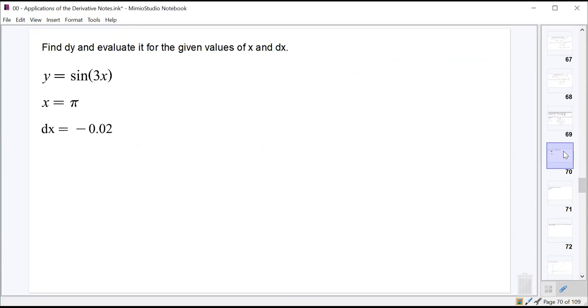So let's take a look at this one. We're going to look for the value of dy, the approximate change in y, given the function y equals sine 3x, when x starts at pi and decreases by about 0.02. So first off, we'll just need to say that dy is equal to the derivative of sine 3x, which using the chain rule comes out to be 3 cosine 3x, times dx. And now we'll just evaluate that when x is pi and dx is negative 0.02.